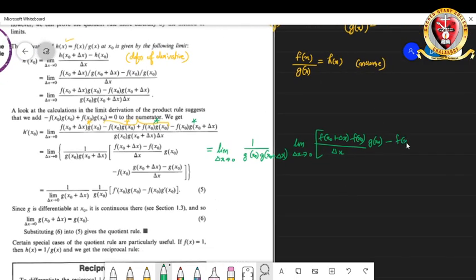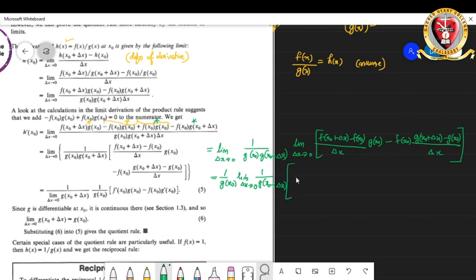minus f of x naught into g of x naught plus delta x minus g of x naught, the whole divided by delta x. So this is what you obtain from here. Limit of a b is equal to limit of a into limit of b. And again you can apply the property that g of x naught will be a constant here. So you get g of x naught into limit delta x tends to 0, 1 by g of x naught plus delta x, and then you split the limits as sums and take constants out.